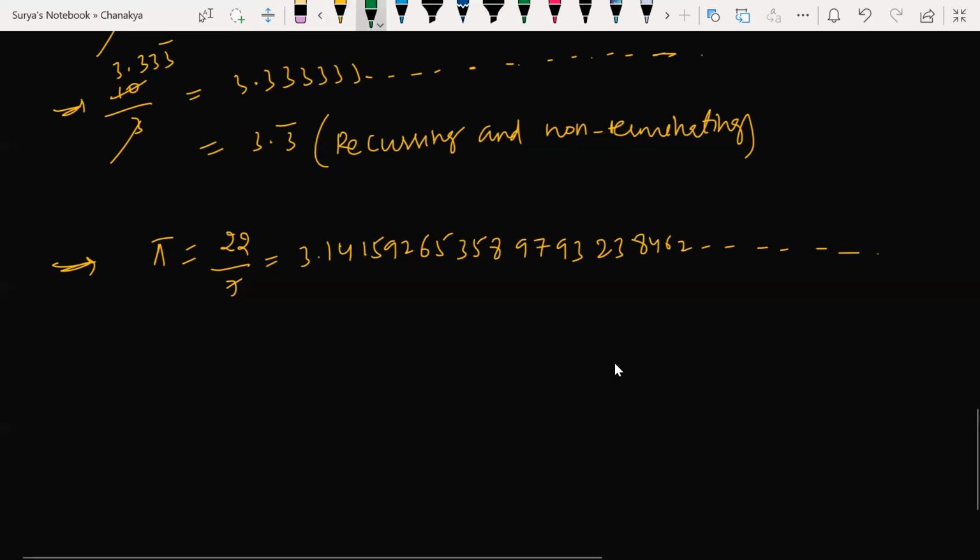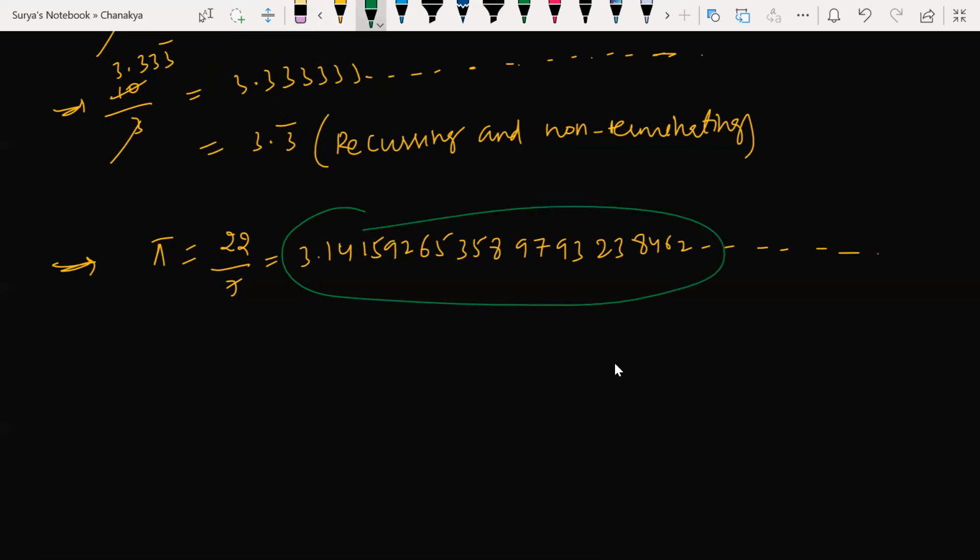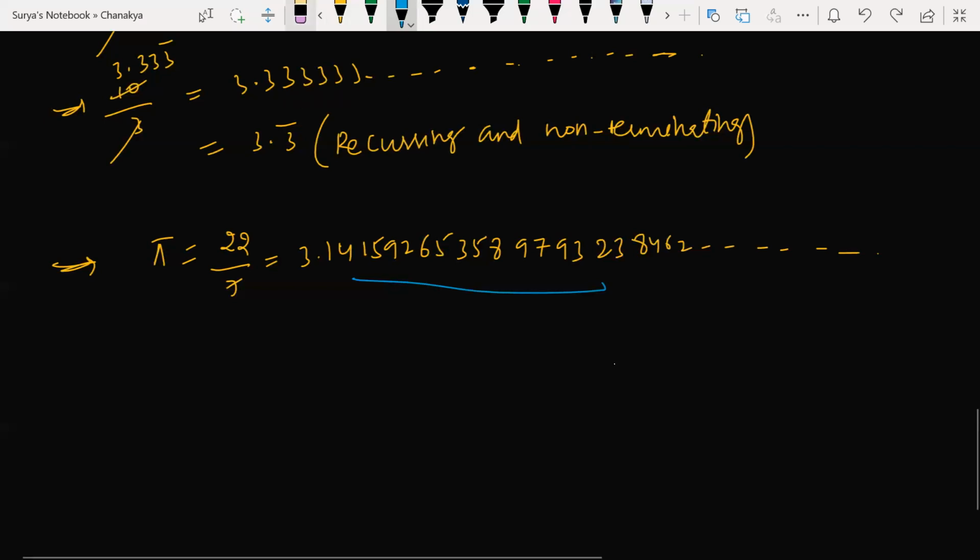Now if you observe the difference between this and this, here it is repeating the same numbers but not ending, not terminating. In pi, it is not repeating and not ending. Getting my point? Look at it. Are you getting any pattern here? We are not getting any pattern: 1 4 1 5 9 2 6 4, all different numbers. But here 3 3 3 3 3 is a pattern. But in pi, it is not following any kind of pattern, there are no repeating digits.